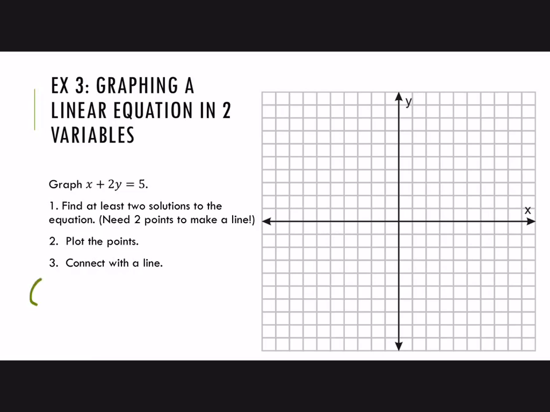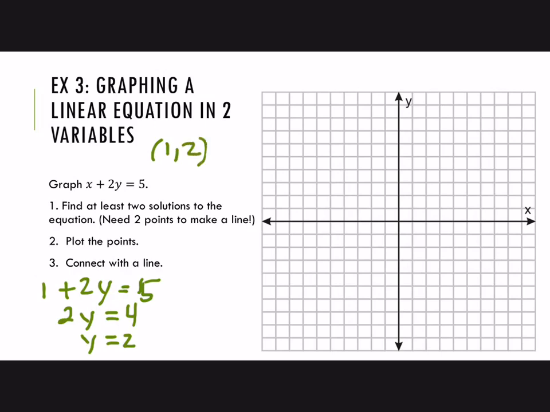So let's say I choose x to be 1. Then I'll substitute in 1 for x, and then solve to see what y is. Subtract 1, 2y equals 4, and then divide by 2, y equals 2. So that tells me that the point with coordinates (1, 2) is a solution to this equation.